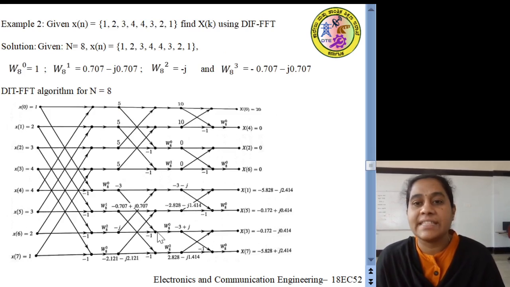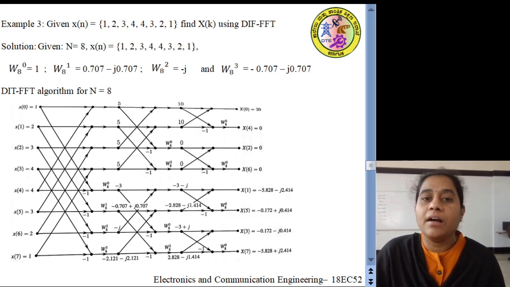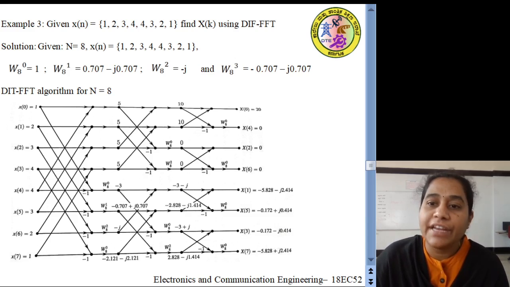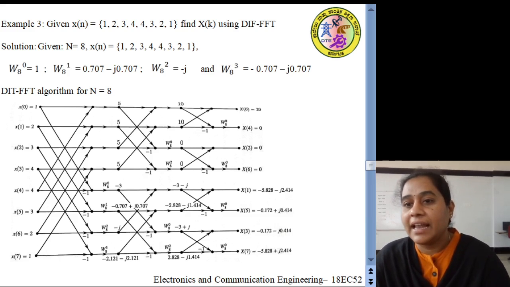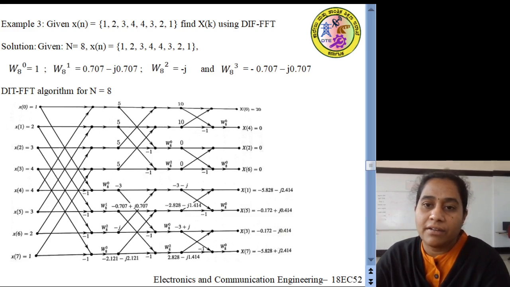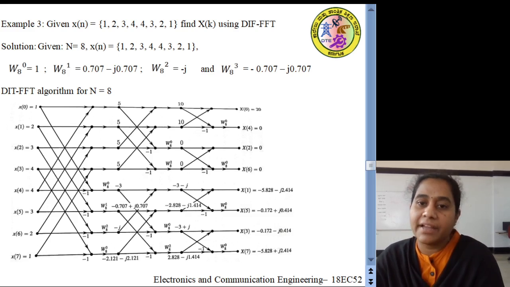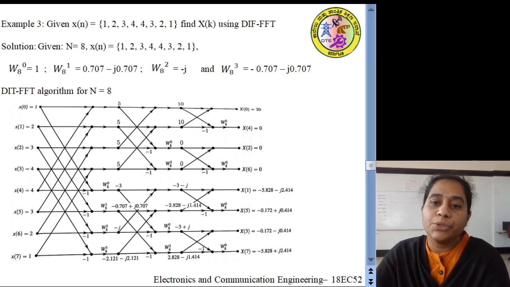Now let's consider one more example here. In this case, the given input signal x of n is 1, 2, 3, 4, 4, 3, 2 and 1, and we need to find the DFT x of k using the DIF FFT algorithm. So now let us solve this. The N value they have given is 8. So the corresponding time domain samples are 1, 2, 3, 4, 4, 3, 2 and 1.